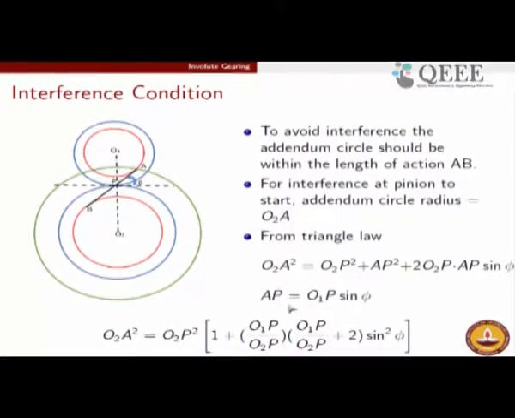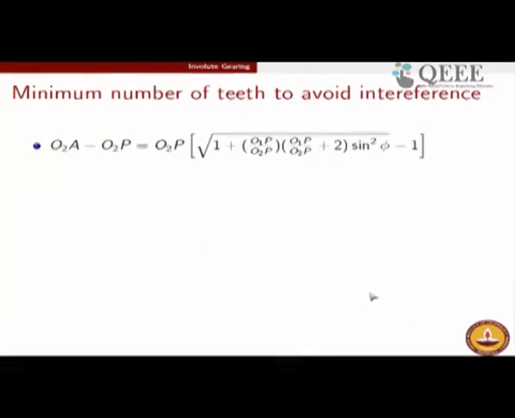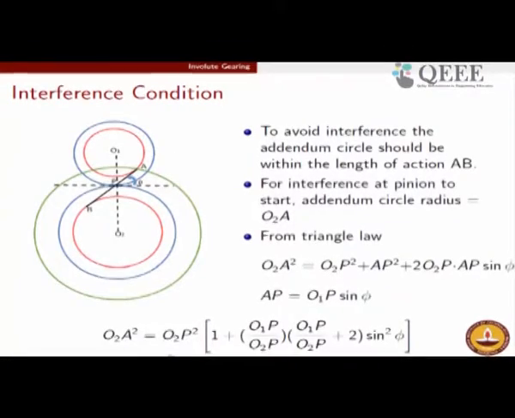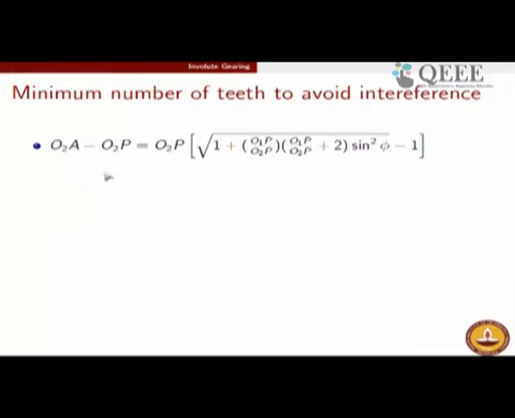With this you can do the following simplifications and get O2A square to be this formula. I have plugged in the value, the formula for AP here, and I have taken out O2P square as common, and therefore you get a formula of this kind. In the next step I take a square root on both sides and derive what is O2A minus O2P. O2A is the addendum circle radius, O2P is the pitch circle radius. So, O2A minus O2P is basically the addendum, and that boils down to this formula.